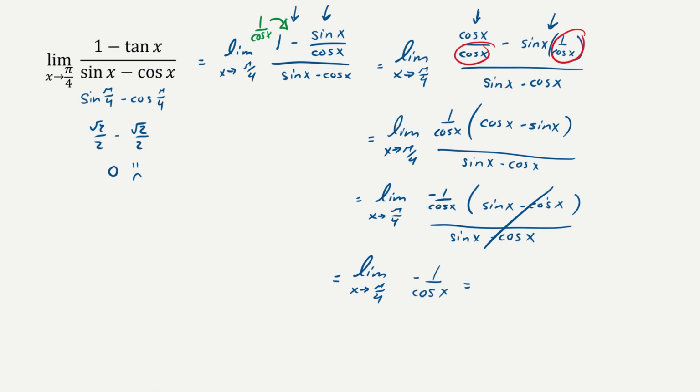And now when I plug in pi over 4, I no longer have 0 in the denominator. I only have square root of 2 over 2. And if it's negative 1 divided by that, it's the same as multiplying by the reciprocal. So I have negative 2 square roots of 2.